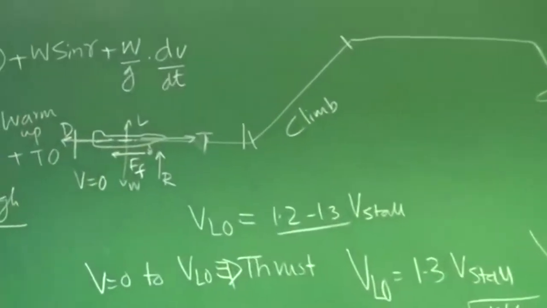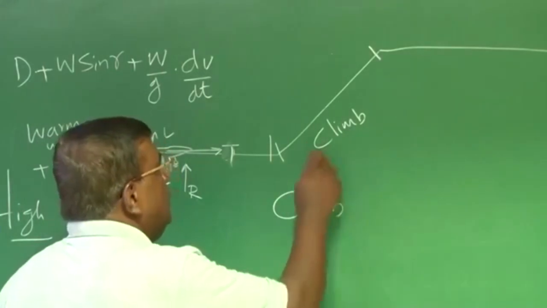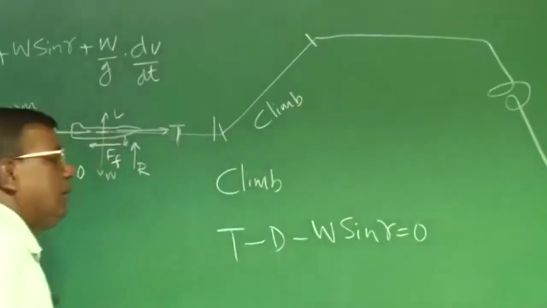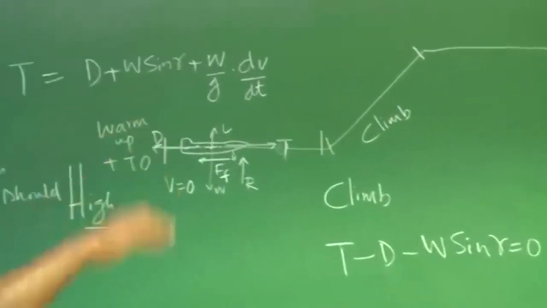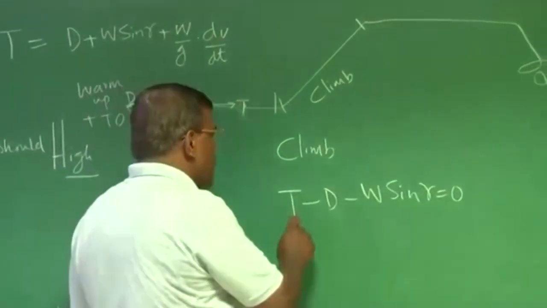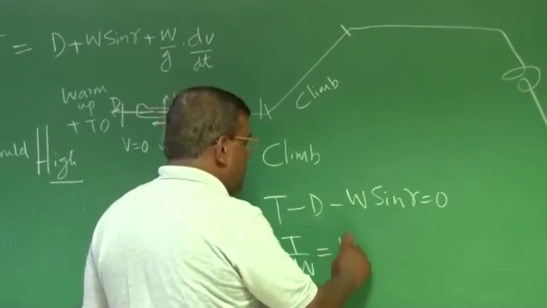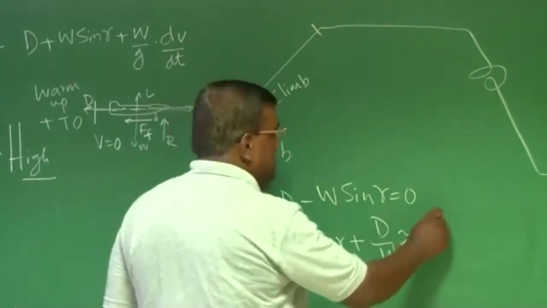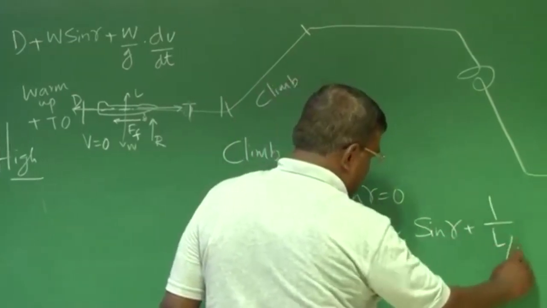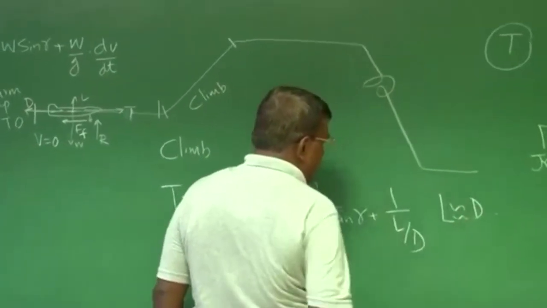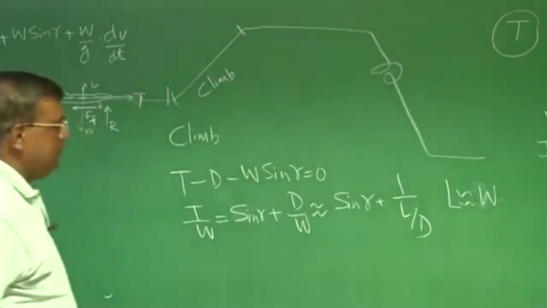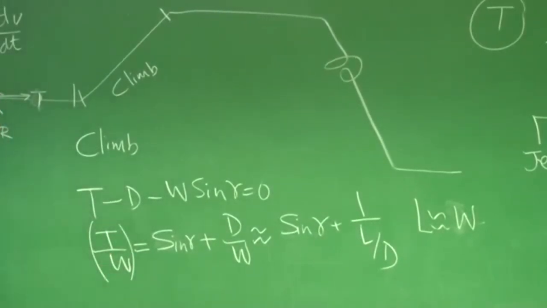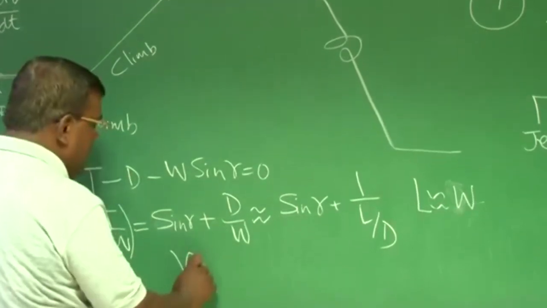Let us see what the issue is in climb. In climb, you know that T minus D minus W sine gamma equals 0, if it is climbing without any acceleration, like a rectilinear path, going with a constant speed. So here T by W is equal to sine gamma plus D by W, which roughly I can write as sine gamma plus 1 by L by D. I am assuming lift is equal to weight, gamma being small. So what is the message? How much T by W you require will be decided by what climb angle you want.